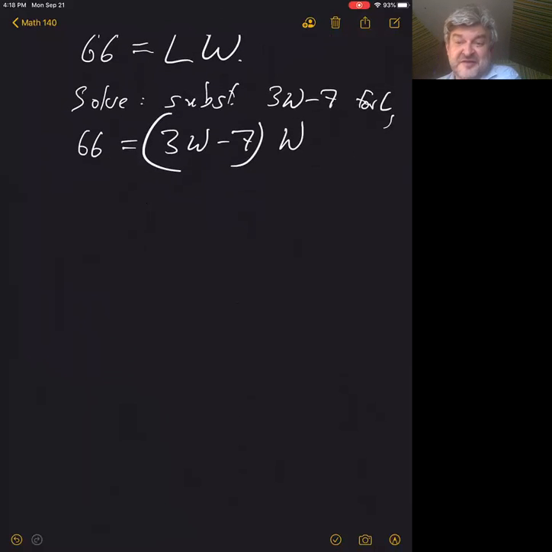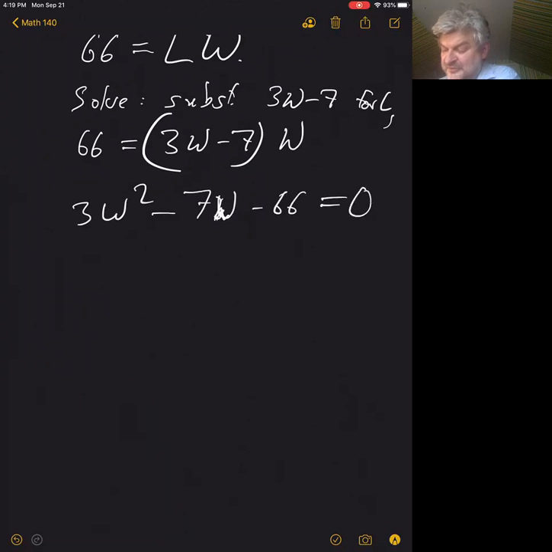So we just need to bring it into standard form. Expand this out. We got 3w squared minus 7w. Subtract 66 from both sides. You got 0. Now it's in standard form. Now we're talking. And I don't see obvious answers, so I'll just apply my quadratic formula.